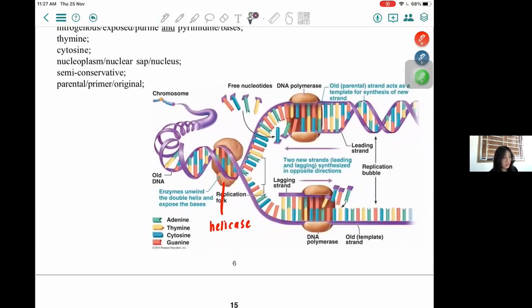The helicase will unwind and unzip the parental double helix to form two template strands, and the leading strand is synthesized continuously in the 5' to 3' direction by DNA polymerase on the DNA template strand by adding free nucleotides with complementary bases. So hydrogen bonds are formed between the complementary bases, and phosphodiester bonds are formed to join the nucleotides together. So the lagging strand, which moves in the opposite direction of the leading strand, is synthesized discontinuously, away from the replication fork.